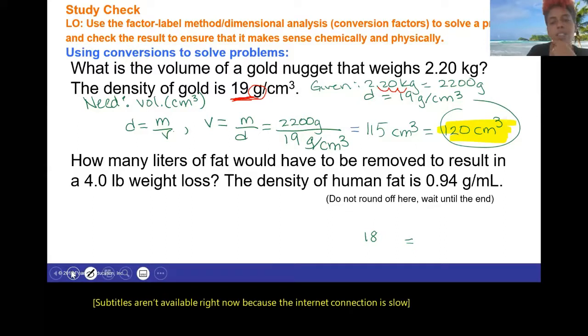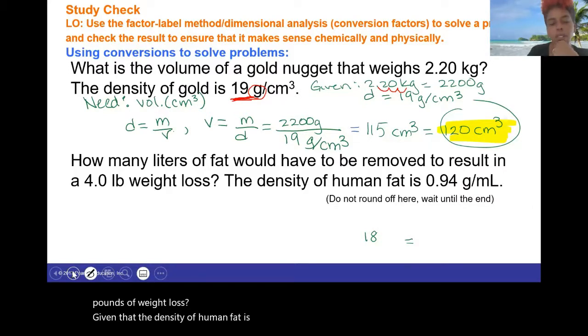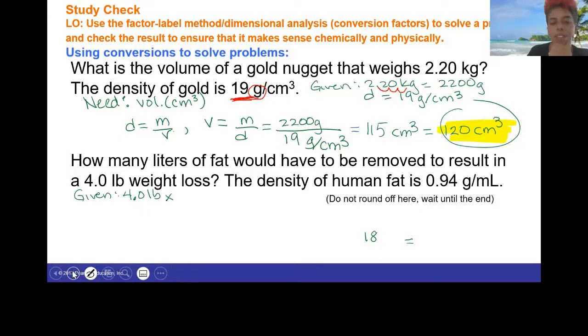All right, so one more density problem. How many liters of fat would have to be removed to result in 4 pounds of weight loss, given that the density of human fat is 0.94 grams per milliliter? So we're given 4.0 pounds, and we need to convert this to kilograms and then grams, or we can convert this to grams.